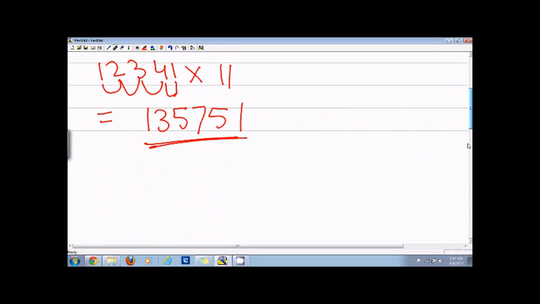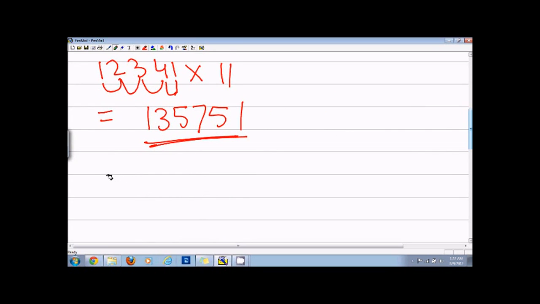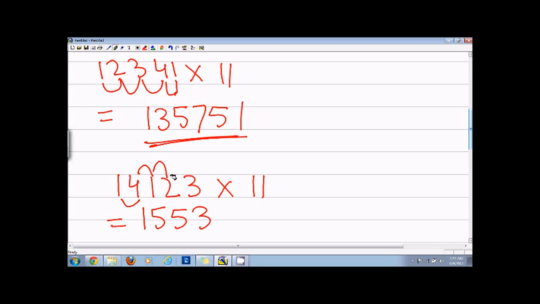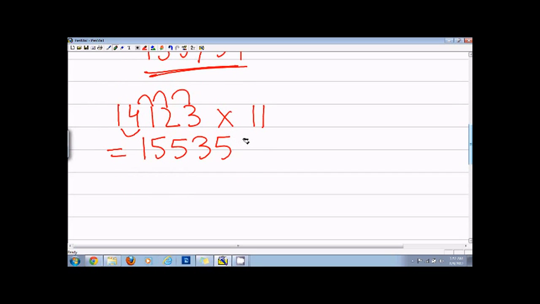So in this way we can skip all this writing and go through the problem in a quick way. Another example will be 1 4 1 2 3. In this case, if you multiply it by 11, the answer will be 1, then 4 and 1 is 5, 1 and 2 is 3, 2 and 3 is 5, and then we have 3 at the end. So the answer is 155353.